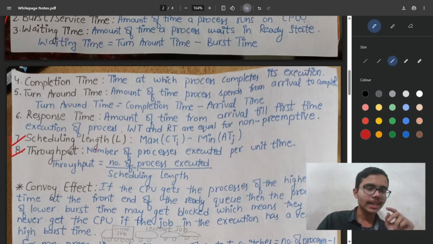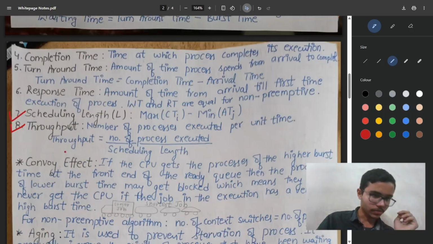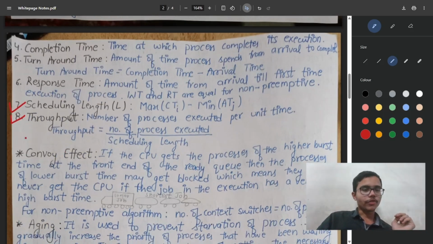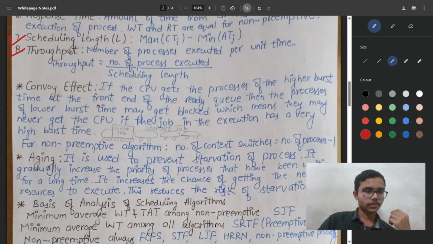This is important. Scheduling length is not asked in any PYQ, but maybe in the next PYQ. You have to remember the CPU throughput and how to calculate the CPU idle time and CPU execution time. So you have to know these formulas, and one more: how much time the CPU is idle, what is the percentage of time the CPU is idle. We discuss this question when we solve the numerical part.